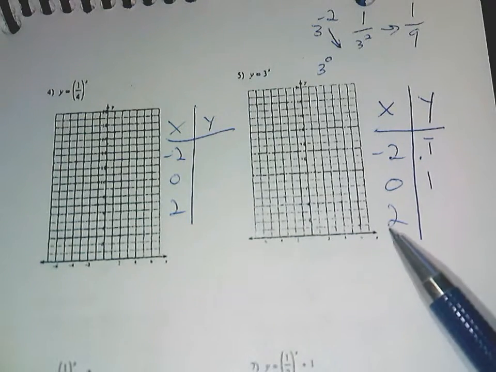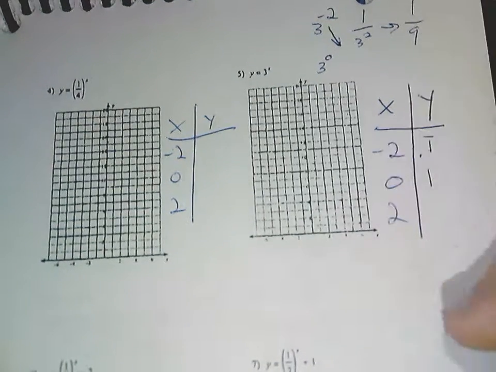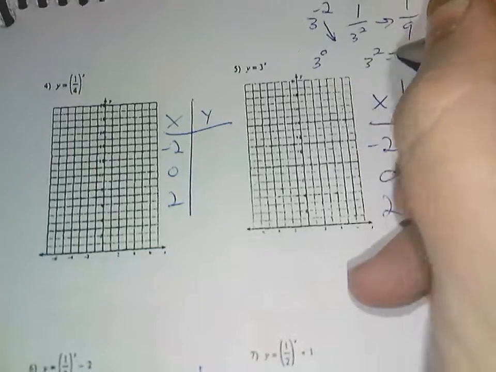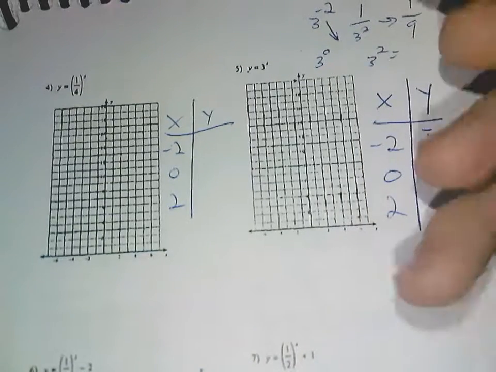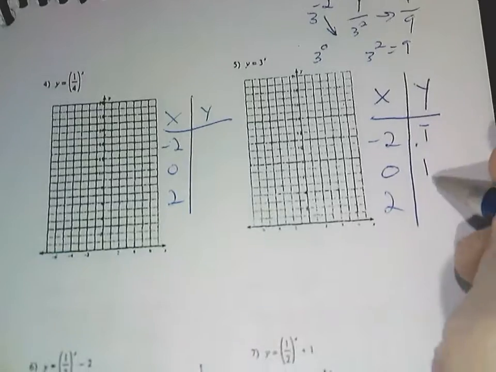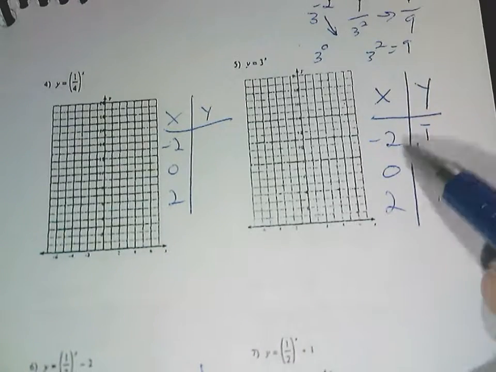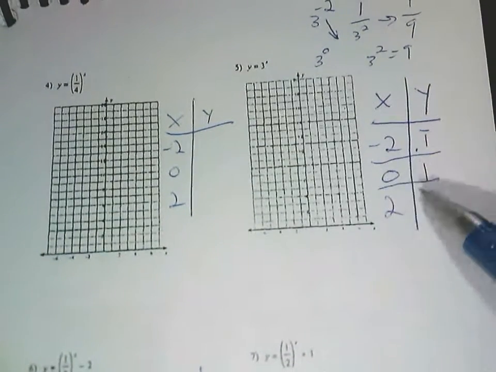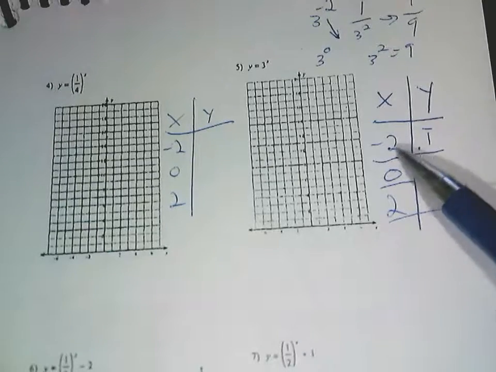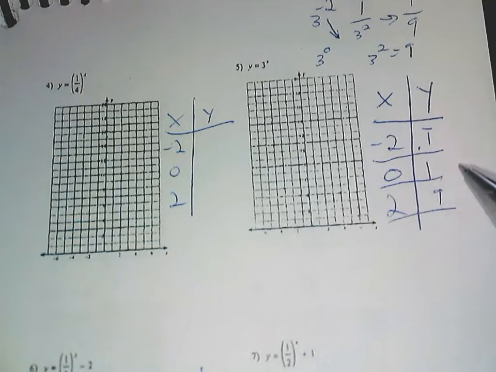Then we'll try 3 squared. So 3 squared is going to be 3 times 3, which is 9. Okay? So now what I have here are basically 3 ordered pairs. Okay? -2, 0.1 repeating; 0, 1; and 2, 9.